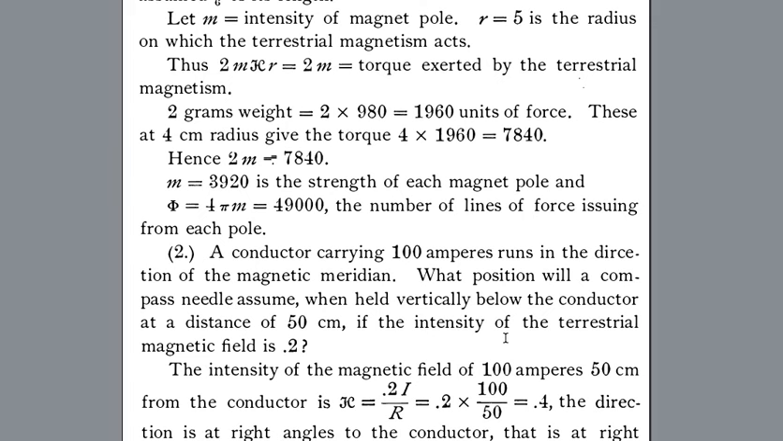The magnetic flux phi is phi equals 4 times pi times m, which equals approximately 49,000. Thus, the number of lines of force issuing from each pole is approximately 49,000.